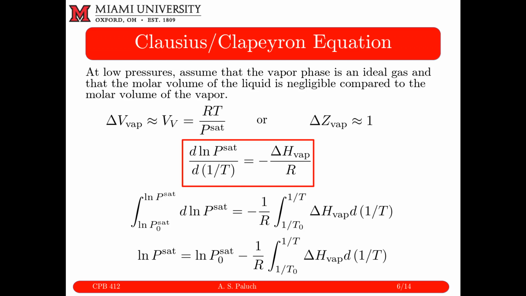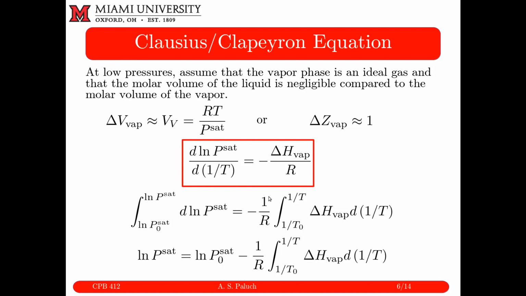With those simplified assumptions, we essentially kill delta Z of vaporization, and we get that d log P d inverse T is equal to negative delta H of vaporization over R. This is our Clausius-Clapeyron equation. Next, we can separate variables and integrate. You get that log Psat is equal to log P naught sat, some reference pressure, minus 1 over R, integral from 1 over T naught to 1 over T, delta H of vaporization, d inverse T. We'll go more into integrating this term on the next slide.